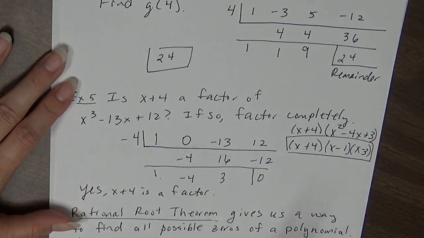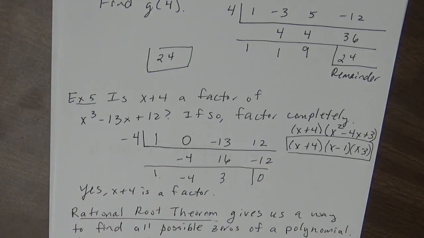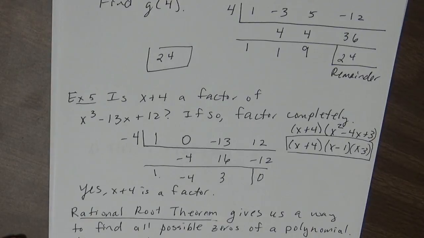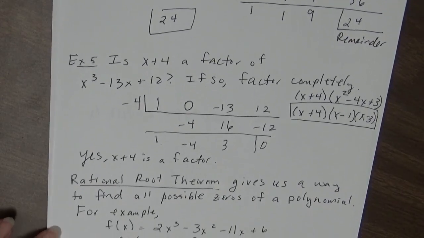So all we did was we did synthetic division to determine if x plus 4 was a factor, and then we got this trinomial, and we finished factoring the trinomial to get this. Okay, next we want to talk about the rational root theorem.